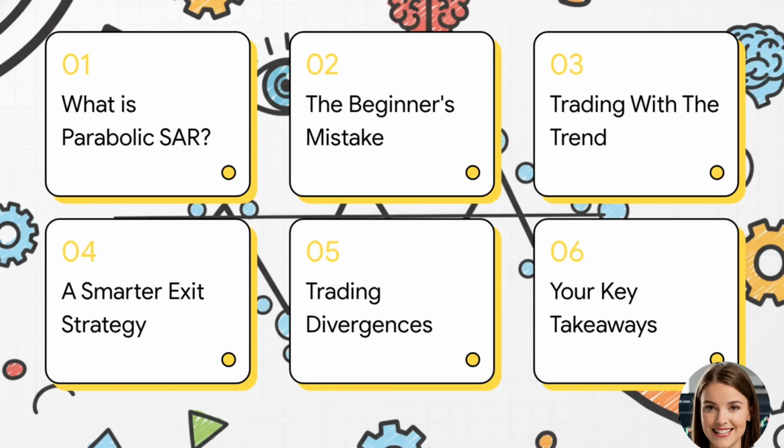So here's our game plan. We'll start with the absolute basics of what Parabolic SAR is. Then we'll talk about a huge mistake that trips up so many new traders. From there, we'll build a solid strategy for trading with the trend, a much smarter way to exit your trades, and even an advanced technique for spotting top-tier setups. And of course, we'll wrap it all up with the key takeaways.